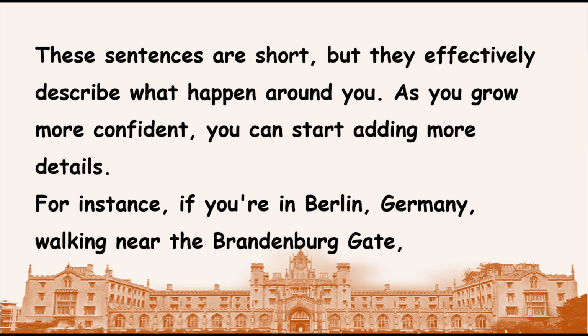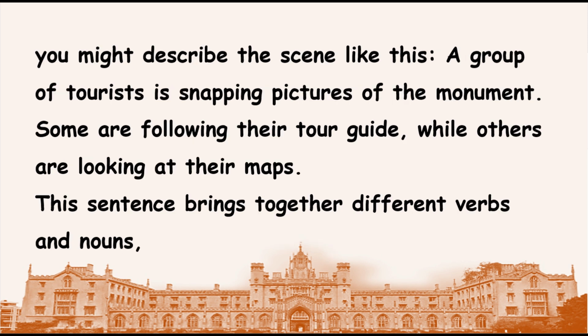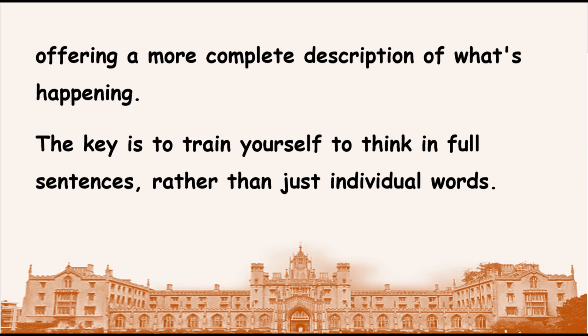As you grow more confident, you can start adding more details. For instance, if you're in Berlin, Germany, walking near the Brandenburg Gate, you might describe the scene like this. A group of tourists is snapping pictures of the monument. Some are following their tour guide, while others are looking at their maps. This sentence brings together different verbs and nouns, offering a more complete description of what's happening.